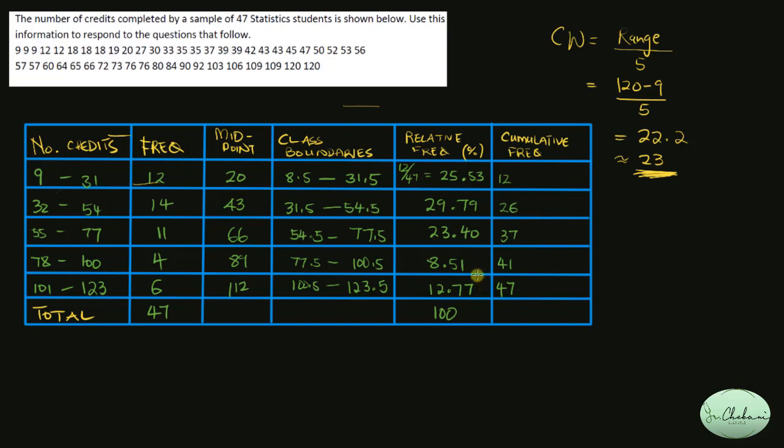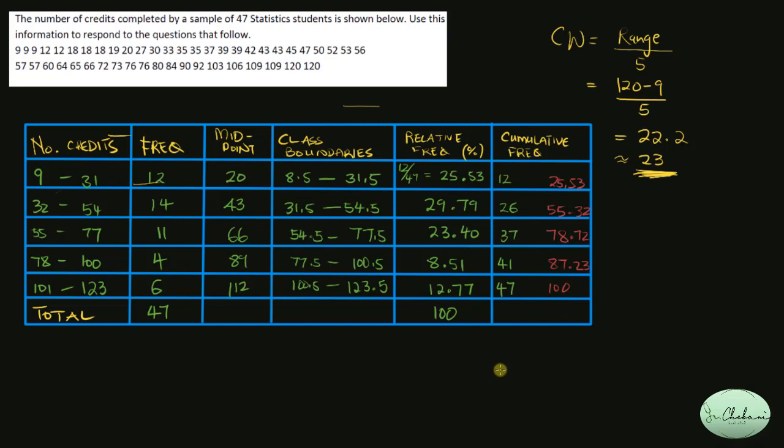Okay? So if we wanted, though, we could use cumulative relative frequency. In that instance, we'll be adding successive relative frequencies. So the value for the first class would be 25.53. And then 25.53 plus 29.79 would give us 55.32. And then this plus 23.4 gives us 78.72. And then this plus 8.51 gives us 87.23. Then 87.23 plus 12.77 gives us 100%.